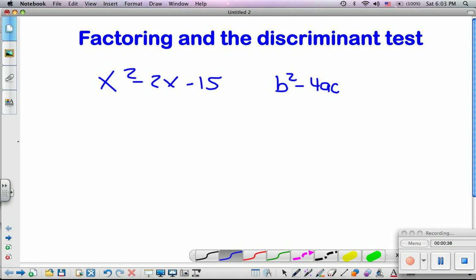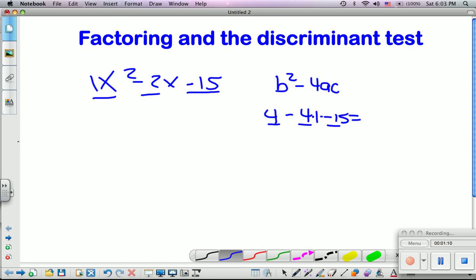So b in this case is minus 2, and we square it, we're going to get a 4. Minus 4 times a, which is a 1, the coefficient of the x squared there. So 4 times 1, and c is negative 15, times a negative 15. This is going to give us 4 times 15 is 60, and it's going to be positive because there's two negatives here. So we're going to get minus 4 times minus 15 is plus 60.